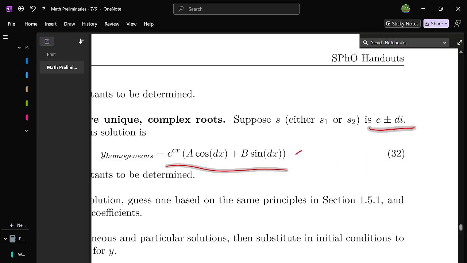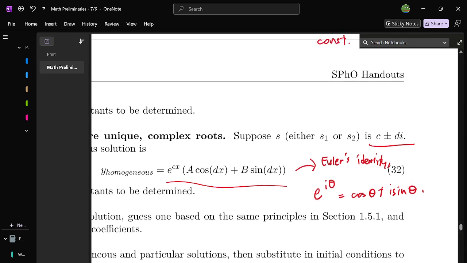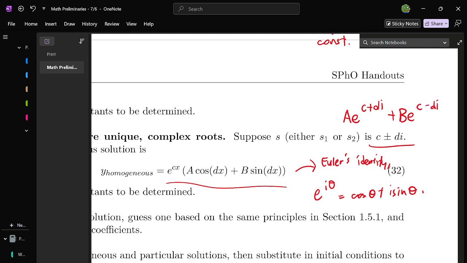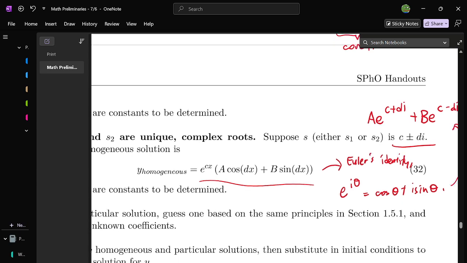So yeah, this can be shown using Euler's identity. And by just substituting this S into your form earlier, which should give you this, then using this you can get this form of the homogeneous solution.